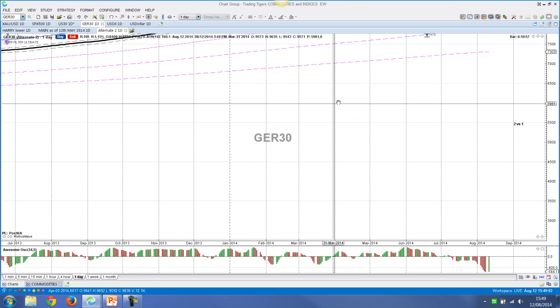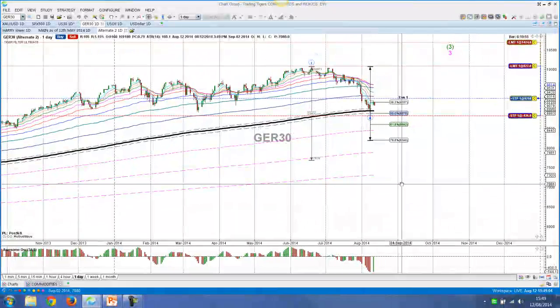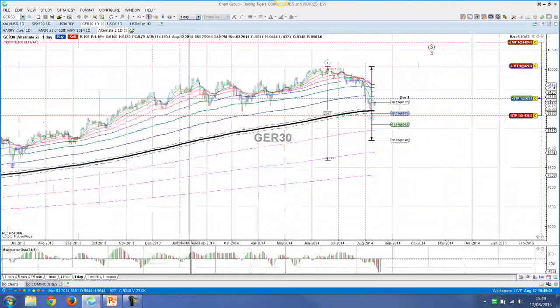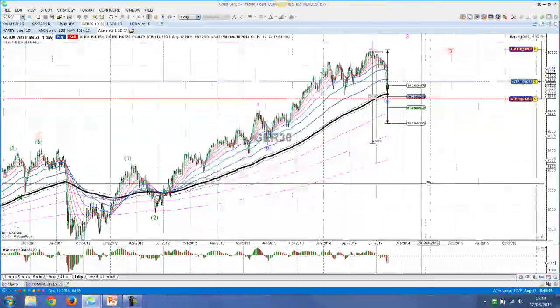Now let's move to the German 30. That's following the top 30 companies in Germany on the DAX. That's right, traders. Okay, fine. So where do we stand on our wave count?